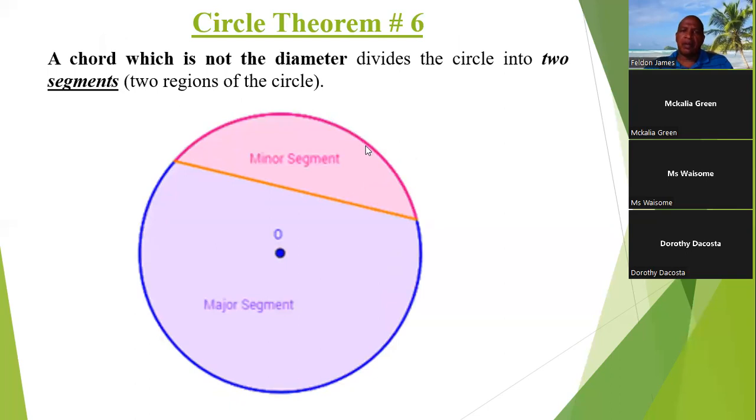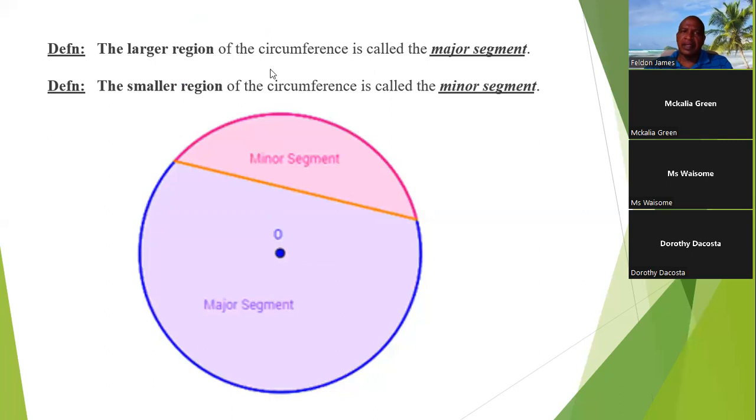Now here we are talking about the segments. I would have mentioned these before. A chord which is not the diameter divides the circle into two segments. The pink region is the minor segment, and the blue region is the major segment. The larger region of the circle is called the major segment. The smaller region of the circle is called the minor segment.